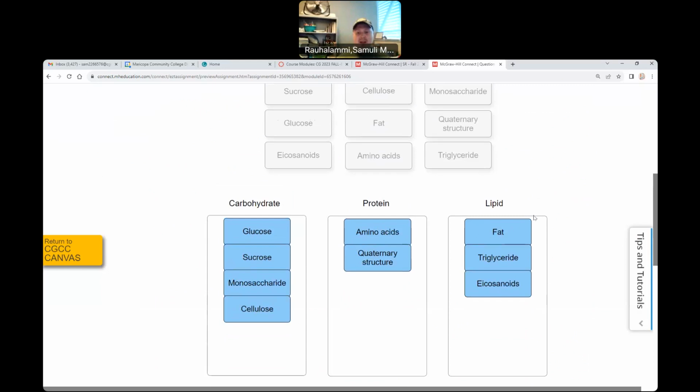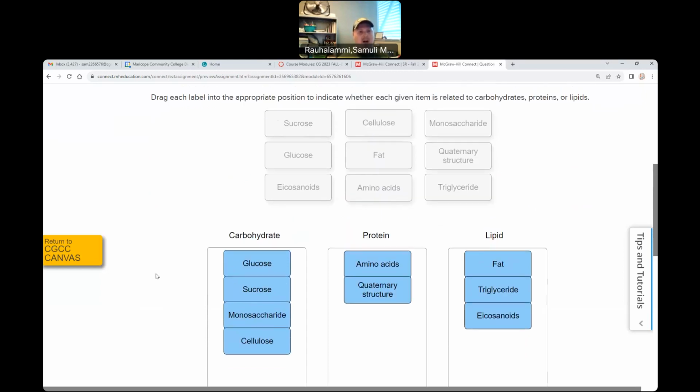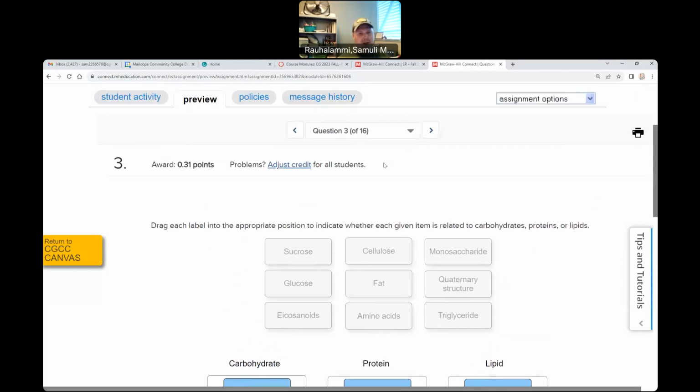For the lipids, the terms that fall within there are fats and triglycerides. And your textbook discusses these eicosanoids a little bit more. That's an interesting group and worth looking into. So that would fall under that heading.